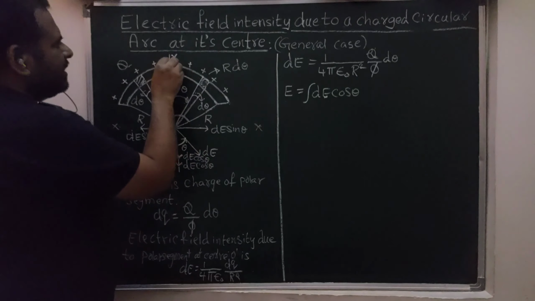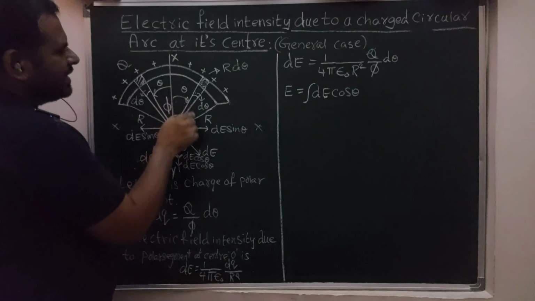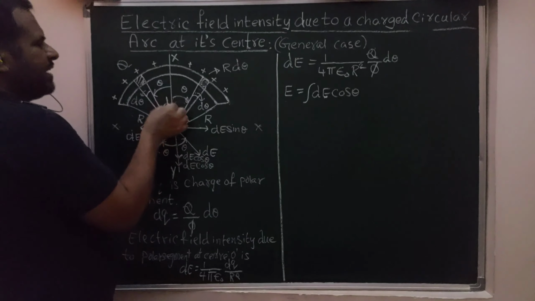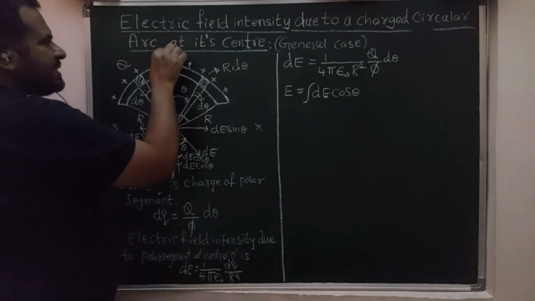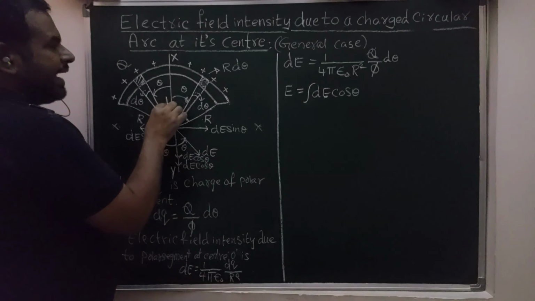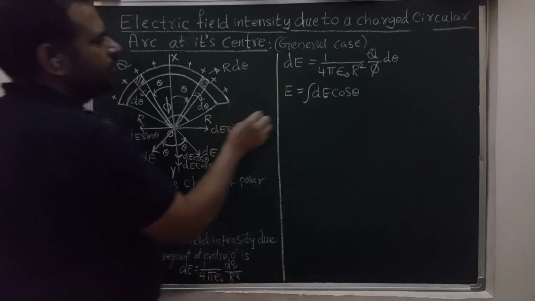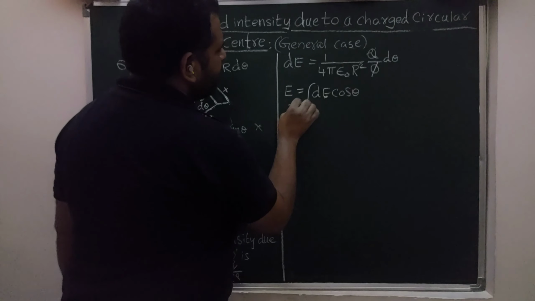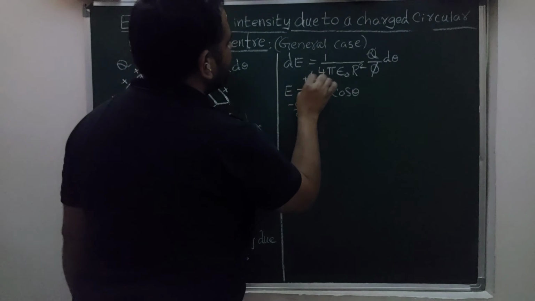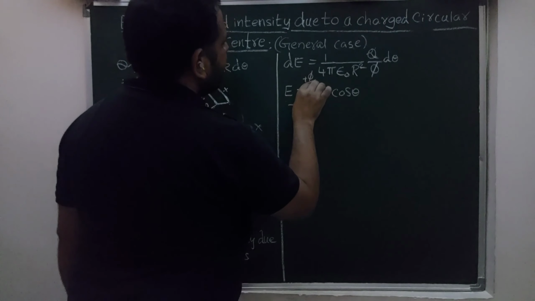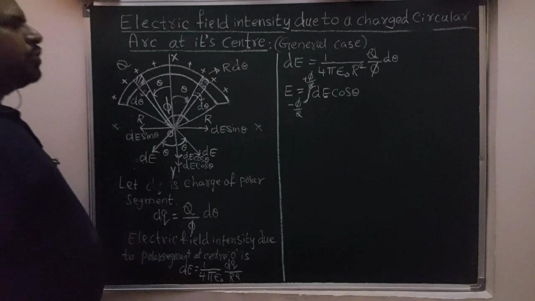We are calculating along the polar bisector. Along the polar bisector, the angle is phi. So along the polar bisector, the left side is phi by 2 and the right side is also phi by 2. This line divides the phi angle into two parts, minus phi by 2 and plus phi by 2. So by taking the limits, minus phi by 2 to plus phi by 2.